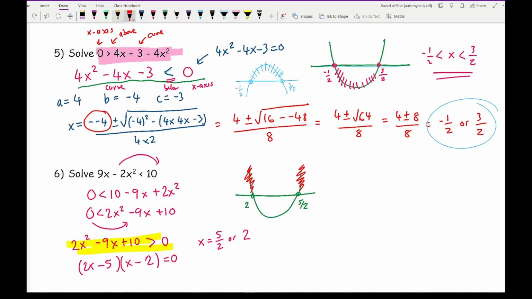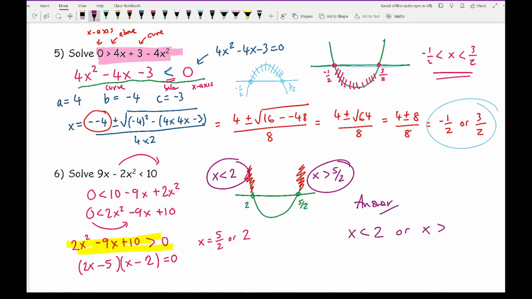So I'm wanting this bit here and this bit here. Because I've got two separate bits in my answer, that's going to be x, and the direction's going that way of 2, and this is x, and the shaded area is going in that direction, so it's 5 over 2. So these two things here are my final answer. The final answer for this one is x is less than 2, or x is greater than 5 over 2. And there we go.